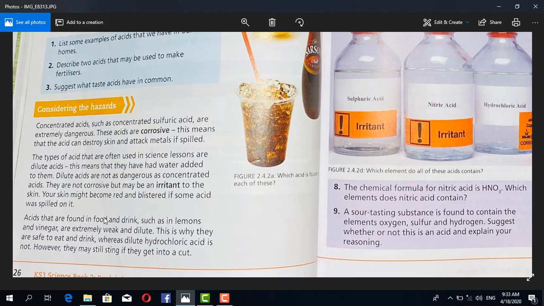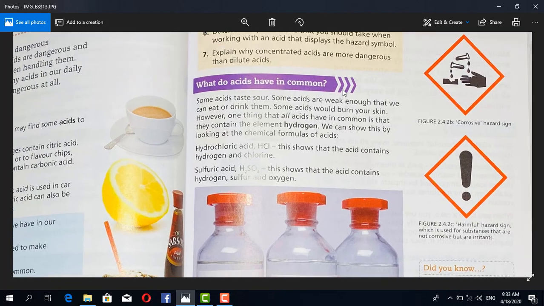The acids found in drink and food, like lemons and vinegar, are extremely weak and diluted. That's why it's safe for us to drink them or eat them or use them, whereas diluted hydrochloric acid is not. However, they may still sting if they get into a cut.